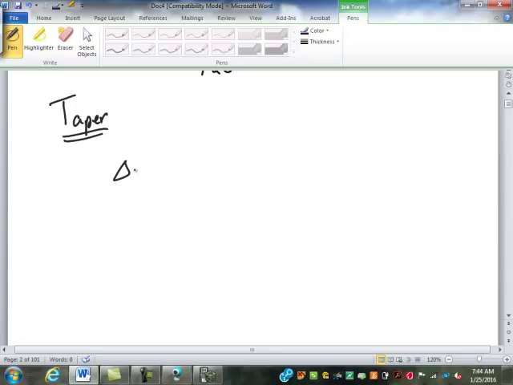And a taper is defined to be change in diameter. That little triangle is the delta symbol that says change in, is what it's the abbreviation for. Change in diameter in inches to length in feet.